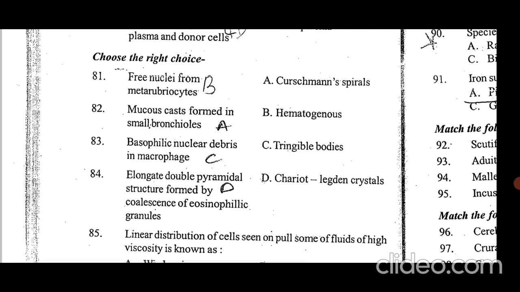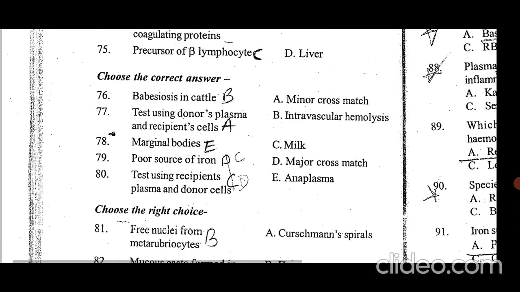Tingible bodies are the basophilic nuclear debris in macrophages. A macrophage having the basophilic nuclear debris is the tingible body. And Curschmann spirals are the mucus casts in small bronchioles. And if the metarubricytes do not have free nuclei, then it will be the Howell-Jolly body.